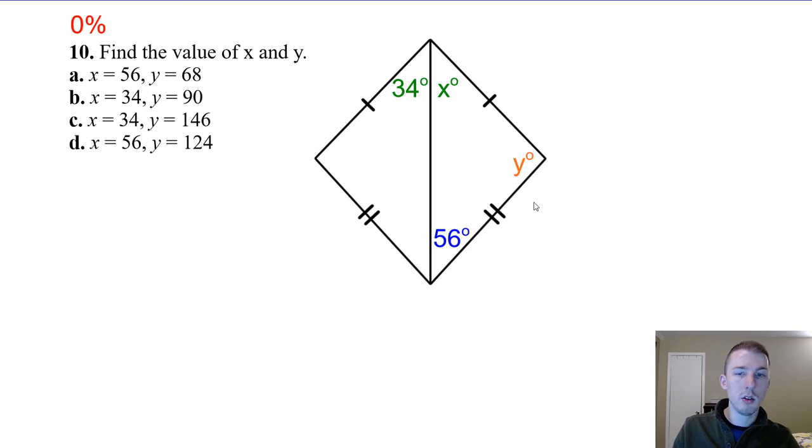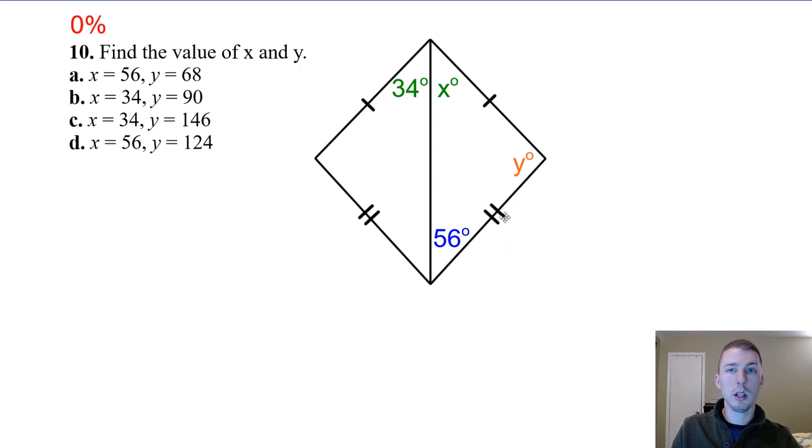Number 10, find the value of x and y. Again, they don't tell us what the shape is, so we have to figure out what kind of quadrilateral. These 2 sides are congruent and these 2 sides are congruent as well. This kind of looks like it could be a rhombus or a square, but given these markings here, it's actually going to be a kite, and we're going to have one vertical line of symmetry. That's because 2 consecutive sides are going to be congruent to each other.